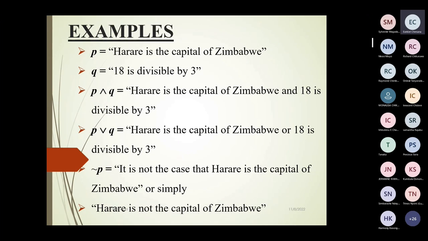So there are these examples that we have to do. P: Harare is the capital of Zimbabwe. Q: 18 is divisible by 3. Then if you say P and Q, you are using this.